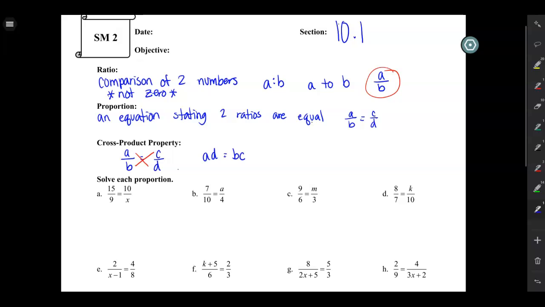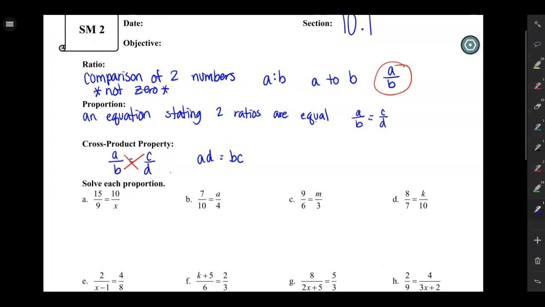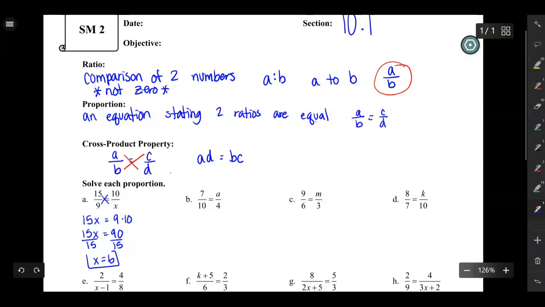So let's take a look at how we would use this cross product property in order to solve some proportions. Say I want to solve for x in this first example, example A. What I'm going to do is cross multiply. So I'm going to get 15 times x, so 15x is equal to 9 times 10. So 15x is equal to 90. Then I'll just divide both sides by 15. 90 divided by 15 is 6, which means that x is equal to 6. And that would be the solution to that proportion.